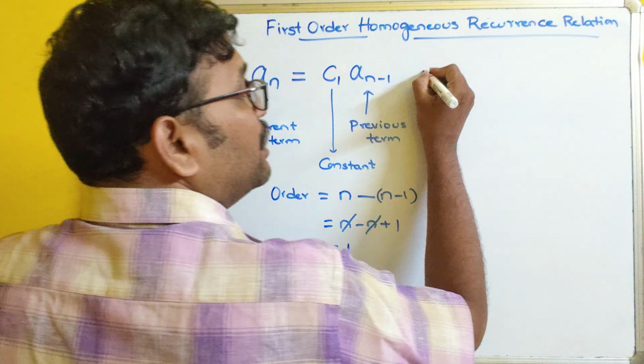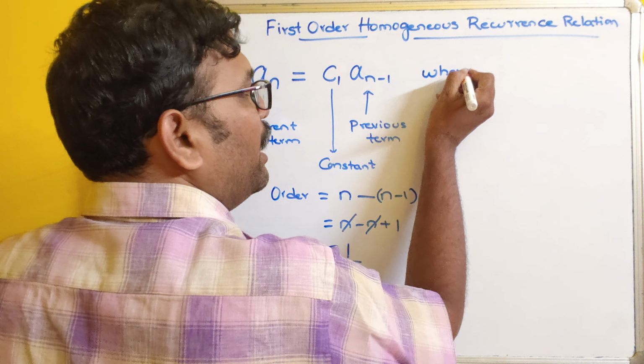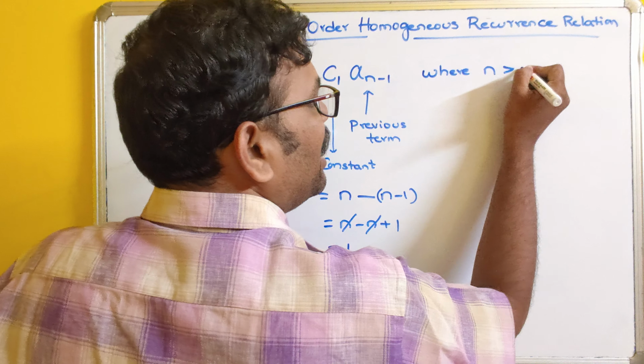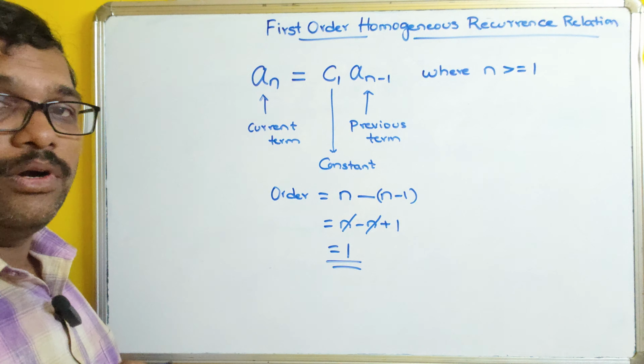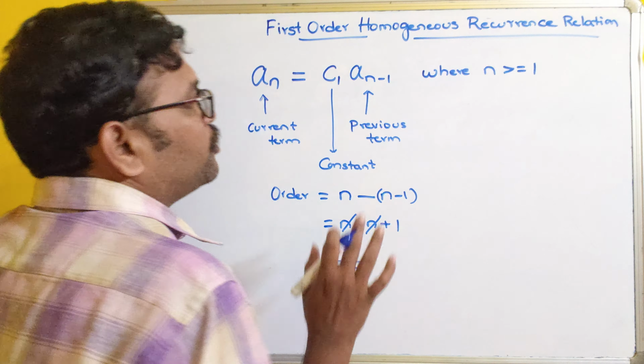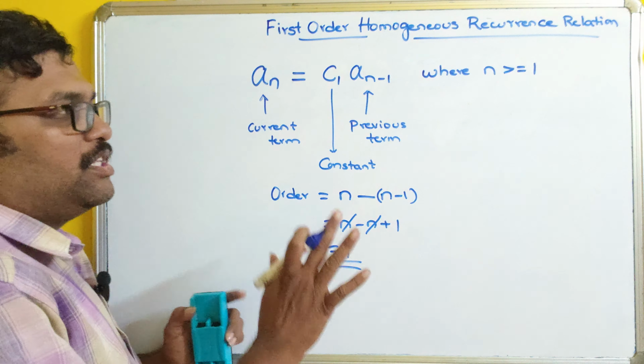And one more thing, here the condition is very important, where n is greater than or equal to 1. So n is greater than or equal to 1. Okay, so hope you understood this one.